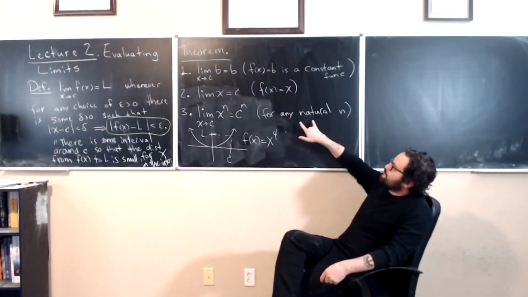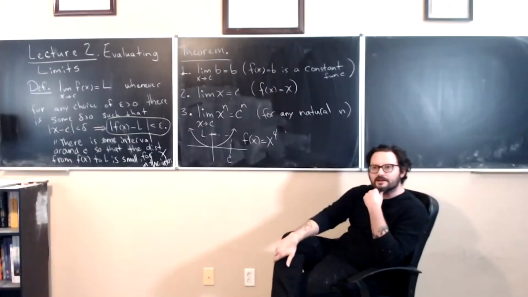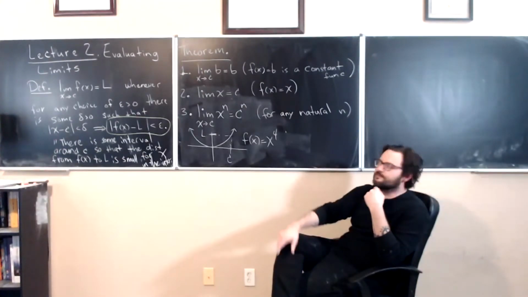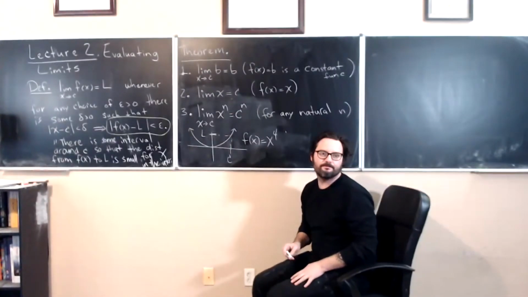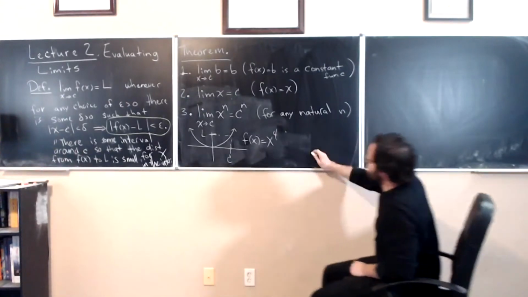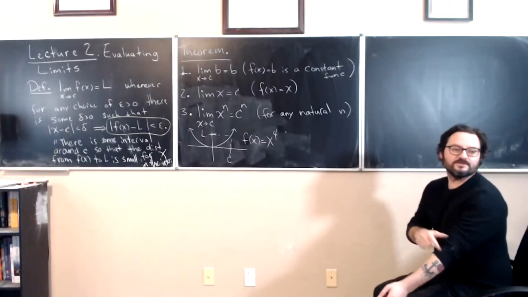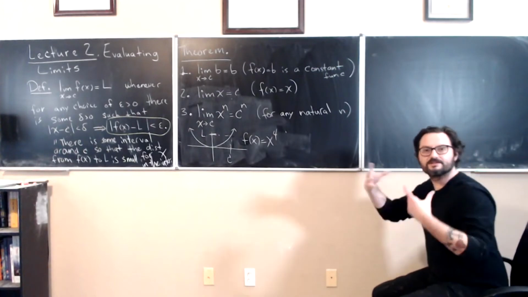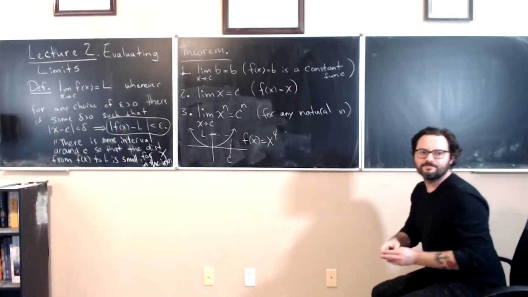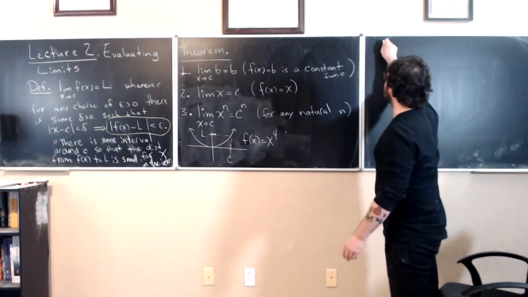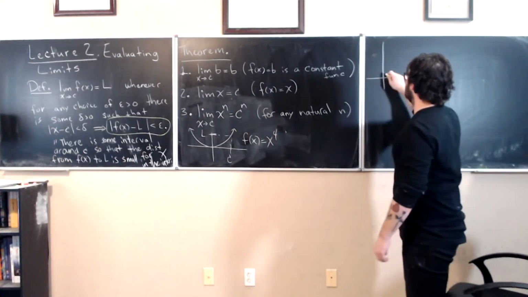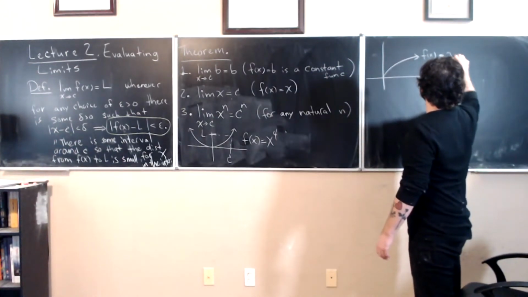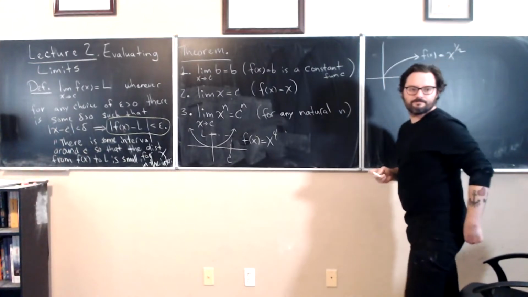There might be a problem though if we don't have a natural number. Like, what if that power was negative, right? Or what about if it was a ratio, like 1/2? X to the power of 1/2 is the same thing as saying the square root of x. So then we might have a problem just by looking at the graph. The graph of this, so this would be f of x equals x to the power 1/2, right?